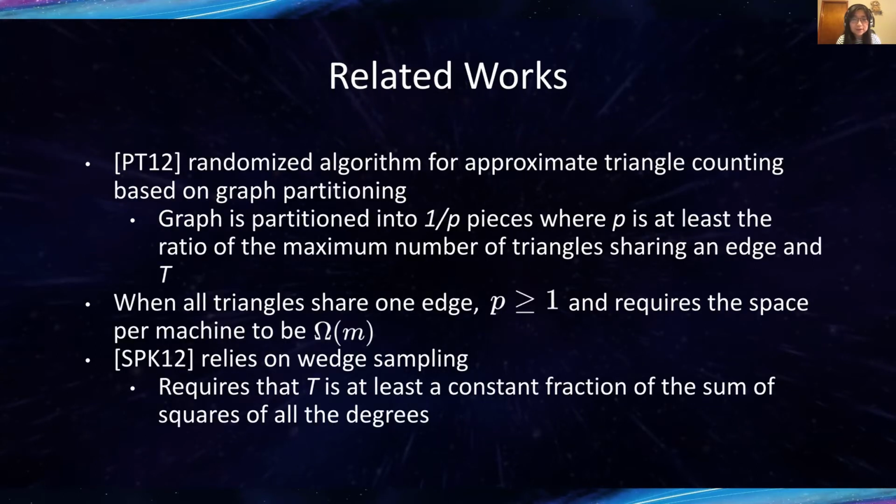Pagh and Tsourakakis present a randomized algorithm for approximate triangle counting based on graph partitioning. Their algorithm partitions a graph into 1/p pieces, where p is at least the ratio of the maximum number of triangles sharing an edge, and t the actual number of triangles in the graph. In the case when all triangles share one edge, p will be greater than or equal to 1, and their algorithm requires the space per machine to be omega of m.